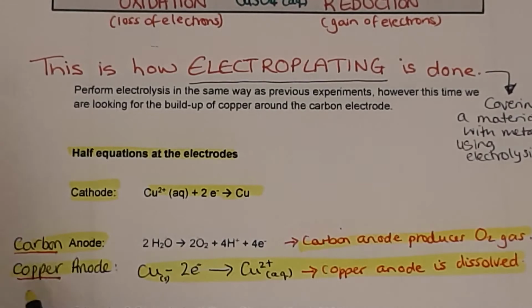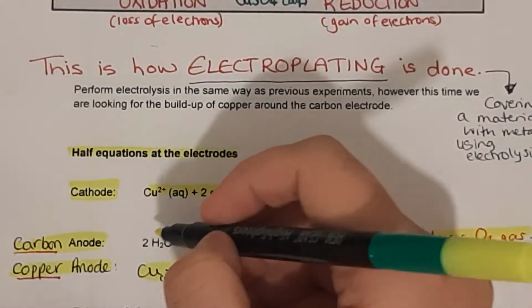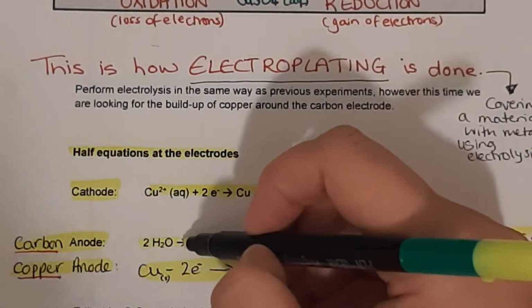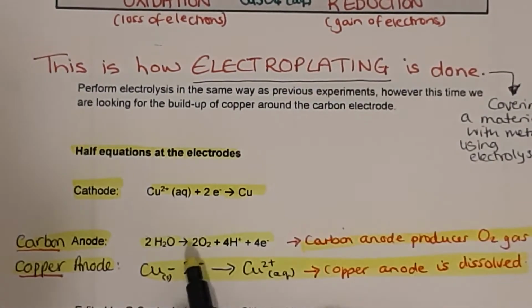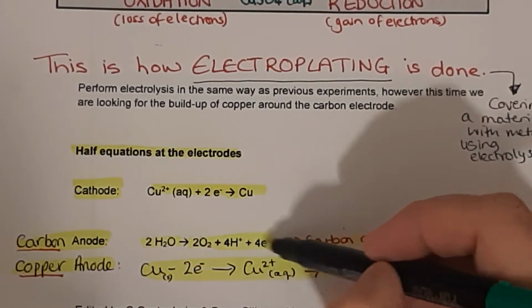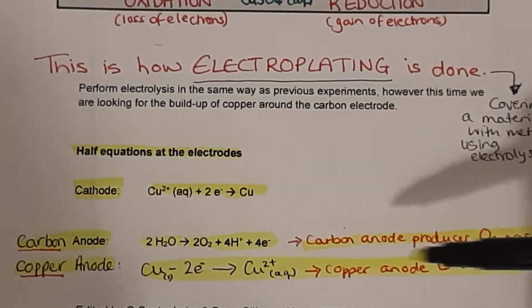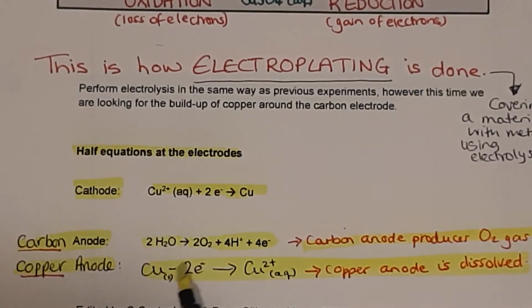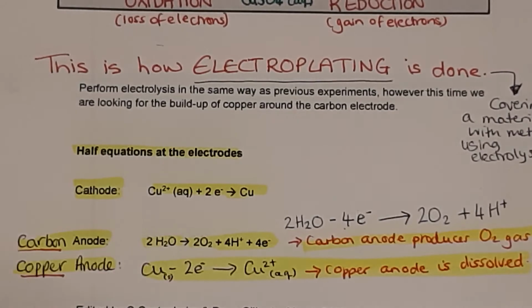If your anode is made of carbon, this happens instead. So water dissociates and turns into 2 oxygens, which are gassed off, 4 hydrogen ions, which are positively charged, and 4 electrons. Okay, that means that it produces oxygen gas. There is another way to write this, and I'll show you that.